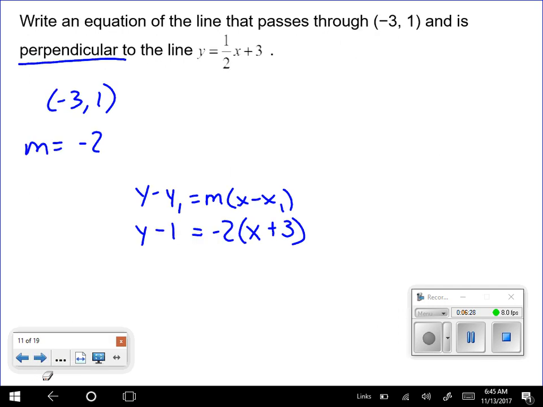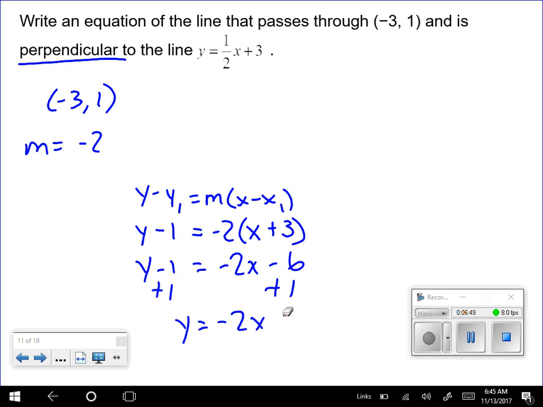So the last example we did was another point, but this time we wanted it to be perpendicular to a line with slope 1/2. So we knew the slope had to be negative 2, and then we plugged these points in. If we wanted to get y alone, we would say negative 2x minus 6, and then add 1 to both sides. So y equals negative 2x minus 5.